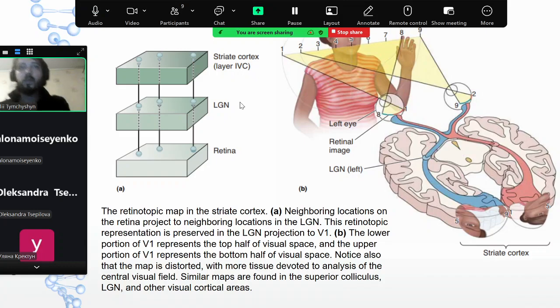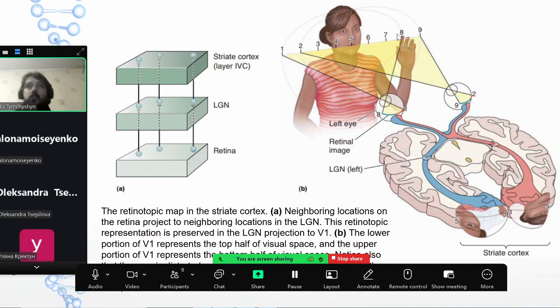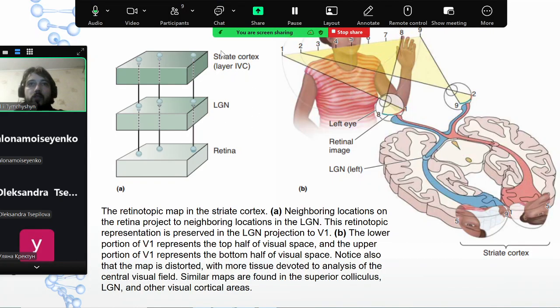Here we go further. Here you see this sort of processing. So we have the retina, we have some projections to the LGN, the lateral geniculate nucleus, and then we have projections to the striate cortex, to layer 4C. We will get to this sort of numeration a little bit later.